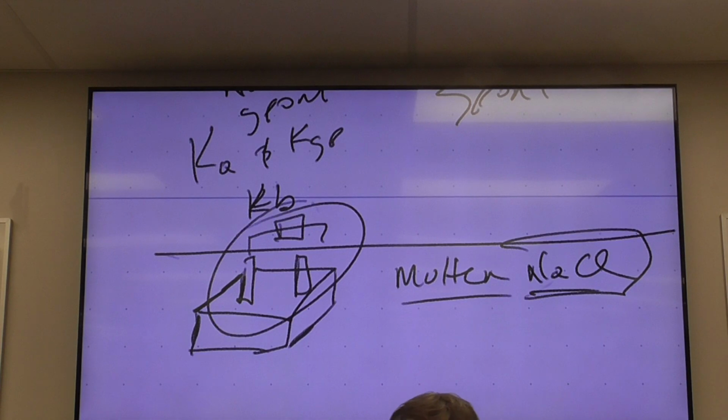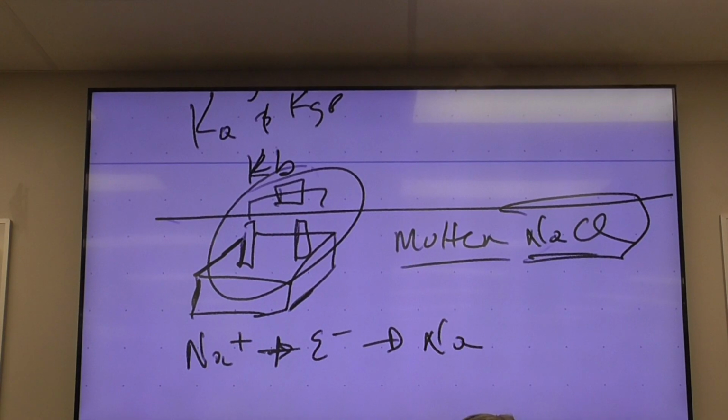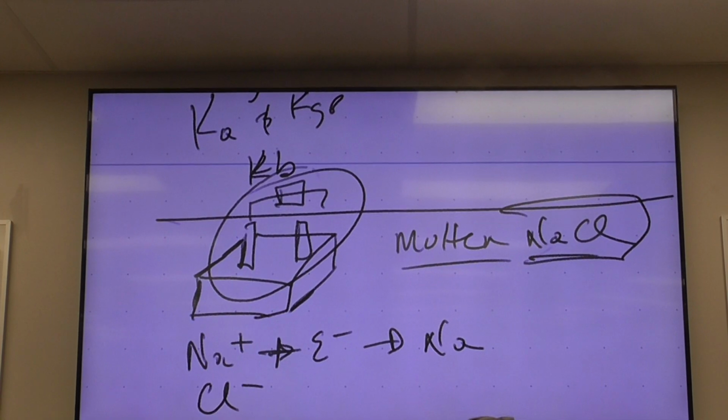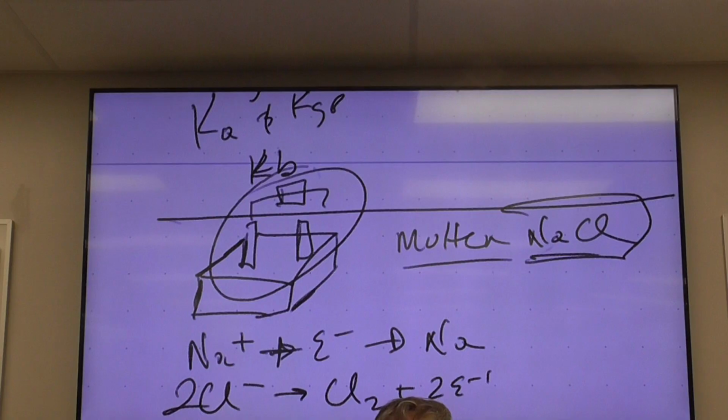Now, you throw in some electricity, and your sodium ions are going to grab an electron and turn into elemental sodium. Your Cl minus is going to do what? Lose 2 electrons and turn into chlorine gas. So, get me the E naught value for this reaction.